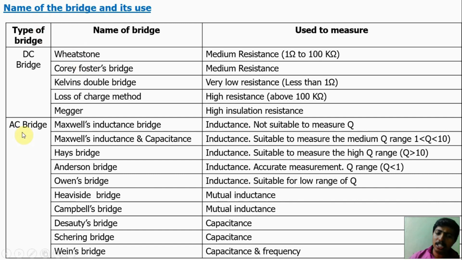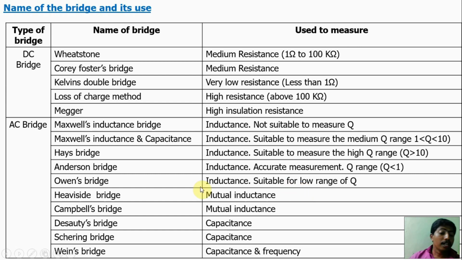For the AC bridges, Maxwell inductance bridge, inductance measurements, but not suitable to measure quality factor. Then Maxwell inductance and capacitance bridge, inductance measurements. The Q range is less than 10, higher than 1, medium range. For Hayes bridge, inductance for high Q range when Q is greater than 10. Anderson bridge, inductance measurements, it will give the accurate result, quality factor Q less than 1. Owen's bridge, inductance measurements, suitable for very low range.